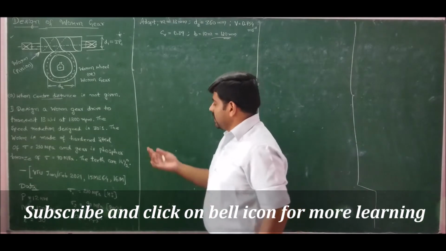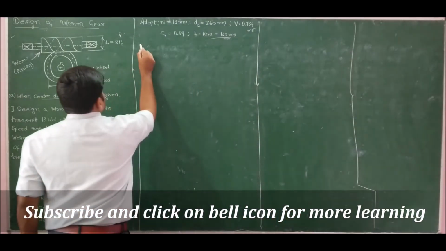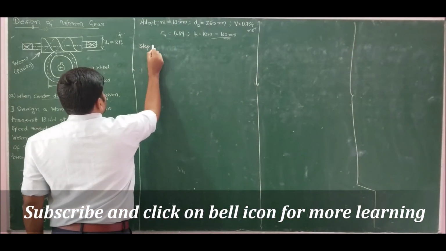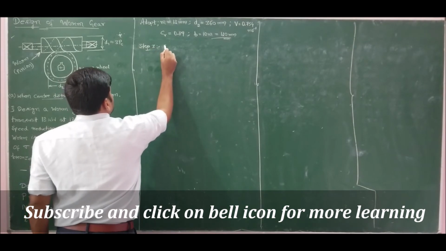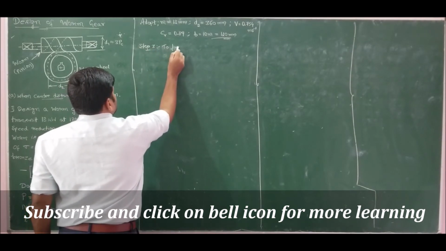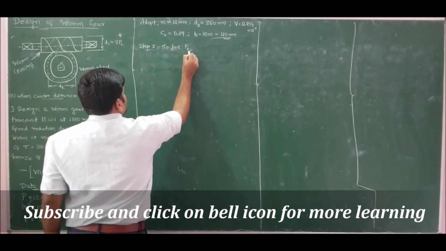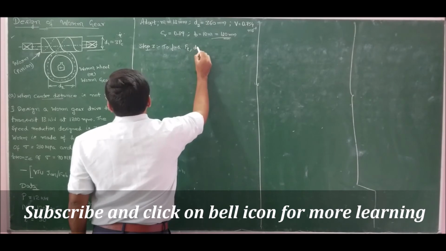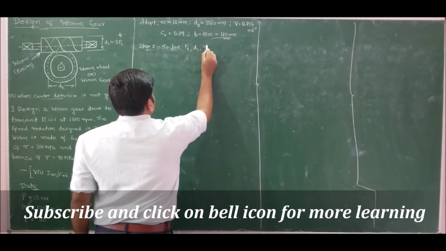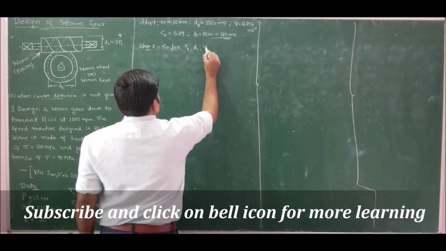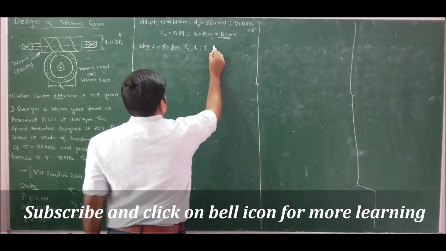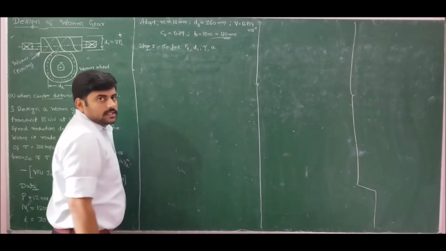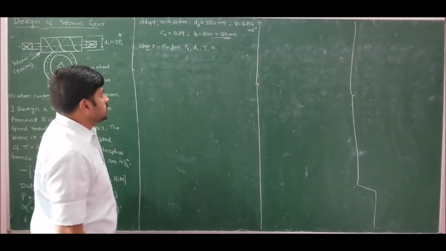Now moving ahead for step number 3. In step number 3 we are going to find the tangential load Ft, the diameter of the worm d1, the lead angle gamma, and also we are going to calculate the center distance A. A stands for center distance.